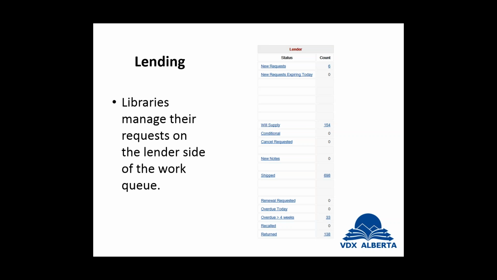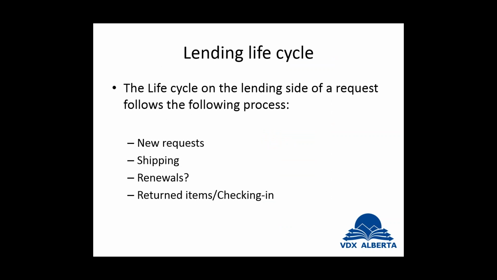So when a lending library sees a new request, they go in, they look up the title, they bring it up in their ILS, and they place a hold for that library. Then they either answer will supply or not supply, depending on if they can or not. And once they do that, it actually is going to bump back. Go back one. Sure.